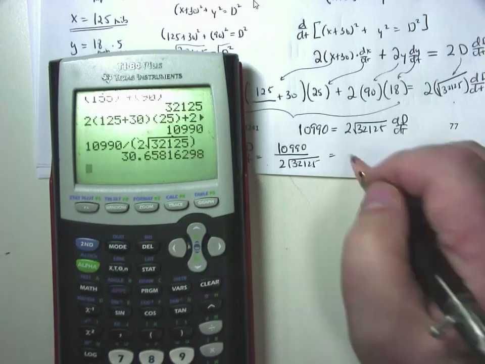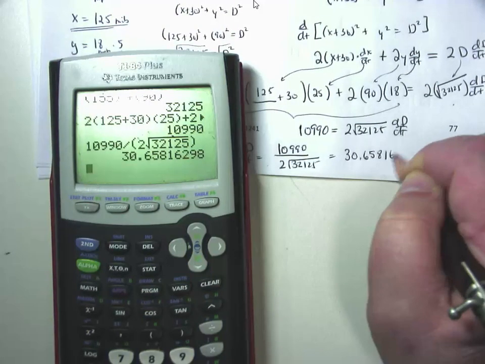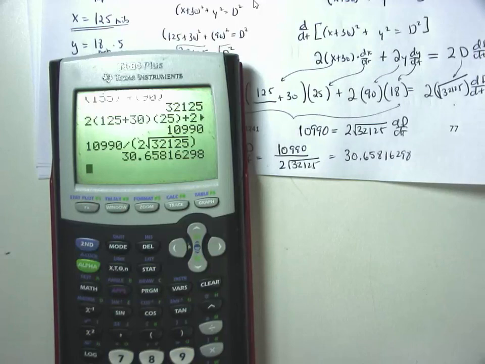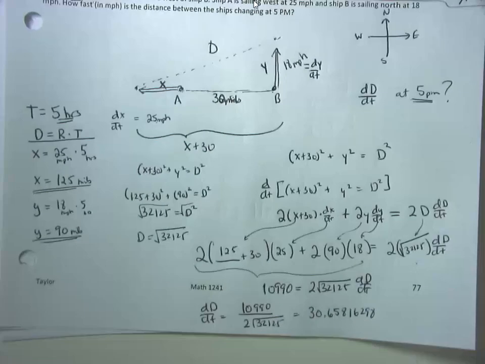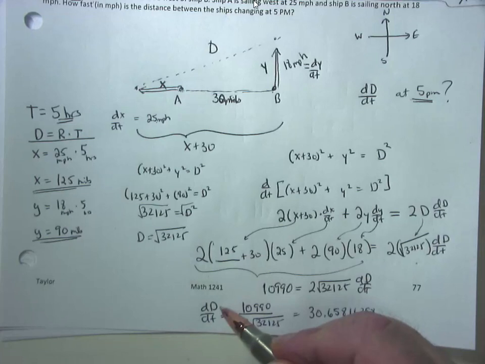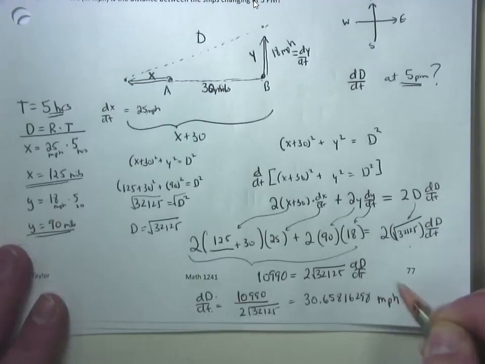And the answer is 30.6581628. How fast is the distance between the two ships changing? What would it be measured in? Distance is measured in miles. Time is measured in hours. So this would be miles per hour.